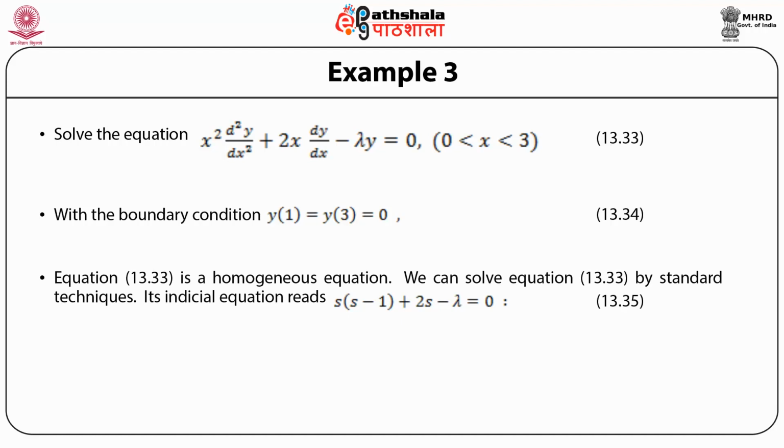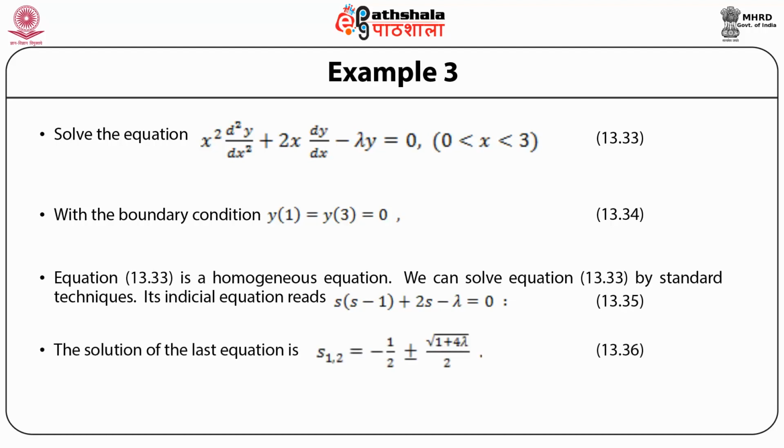The equation can be solved by standard techniques with which you are familiar. Its indicial equation reads s into s minus 1 plus 2s minus lambda is equal to 0. Remember that such an equation, which is a homogeneous equation and whose coefficients have no singularity, can be solved by the series expansion method, and then you get the indicial equation, which in this case becomes s into s minus 1 plus 2s minus lambda is equal to 0. What we are interested in here in this course is to apply the different boundary conditions to obtain the solution. So we are more interested in looking at the boundary conditions and what they impose on the solution.